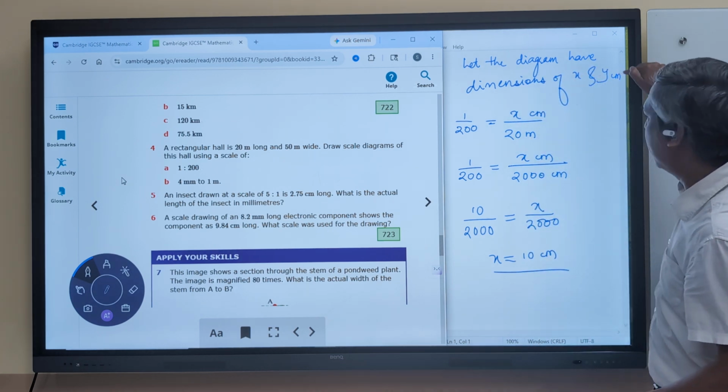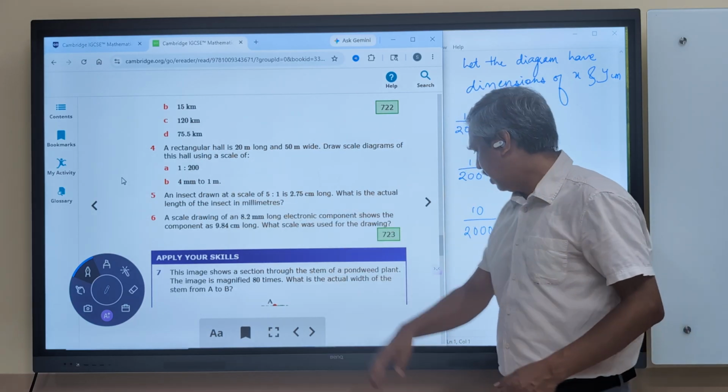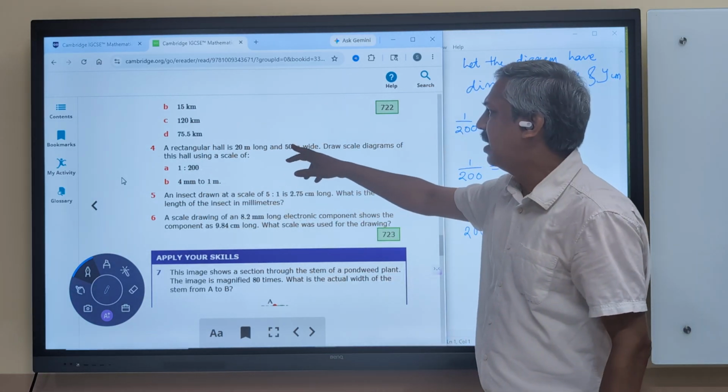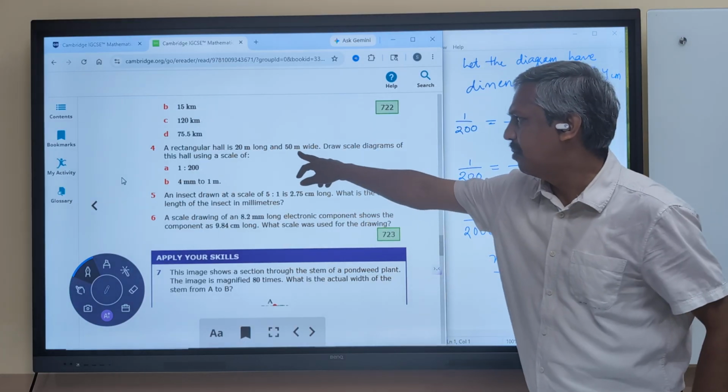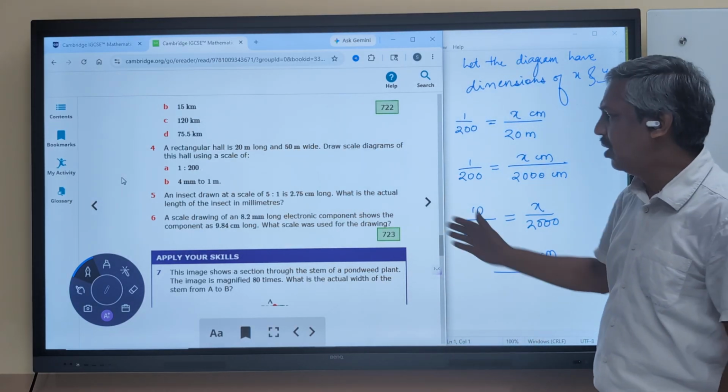Y in centimeter, we started with centimeter. Similarly, you can find the value of y. If the x is coming as 10 centimeter, then the value of y will be, I think, 25 centimeter. So this is 2.5 times. So this will be 2.5 times 10 centimeter. You will get the answer.